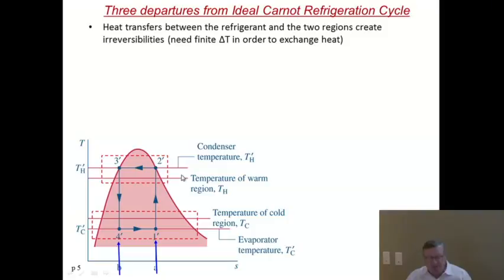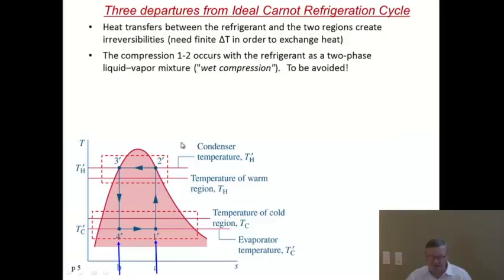In the same way, if you want to reject heat from your cycle between 2' and 3' to the temperature of your heat exchanger, to the outside air, for example, if you want to refrigerate, then you have to have this heat transfer occur between TH' and TH, and that again is an irreversible loss.